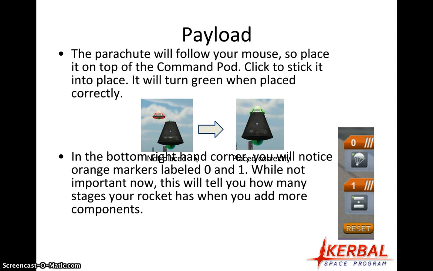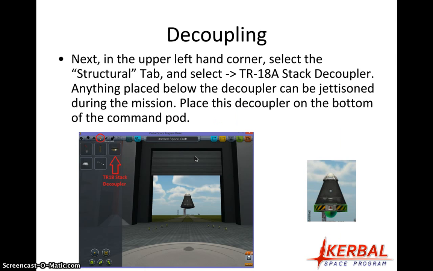The parachute will follow your mouse, so place it on top of the command pod. When it's red, it's not attached. When you attach it, it will turn green. Now, off to the right, you have some images that will show the stages of your rocket. We'll be getting into this a little bit more shortly.